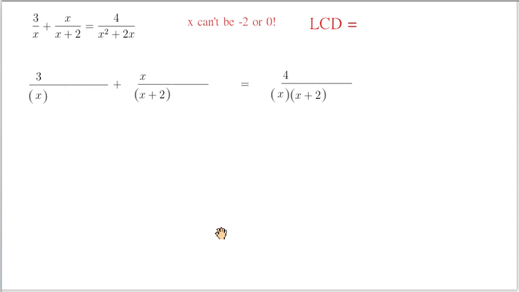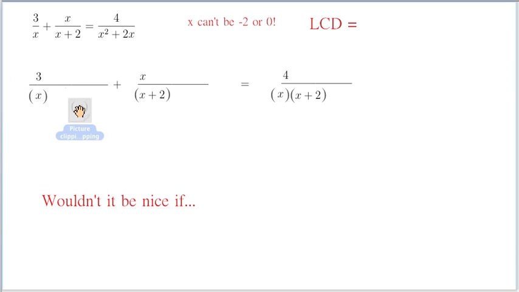And now we're ready for the bit of a hack. And it's just based on some intuitive thinking. It's not difficult at all. I asked myself, wouldn't it be nice if I had an x here? Because then I could cancel and this fraction would be gone. So it would be very nice if there was an x here. And so let me go ahead and do this. Let me put an x in right there.